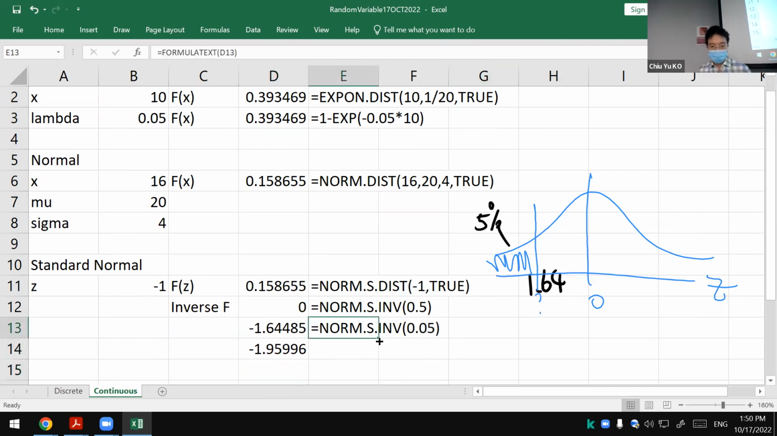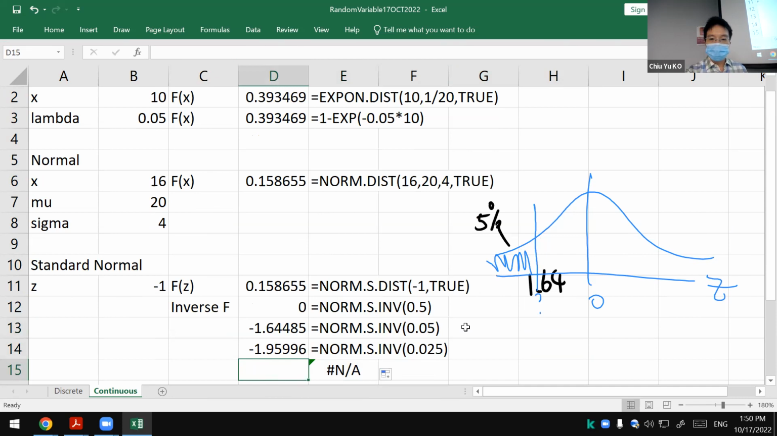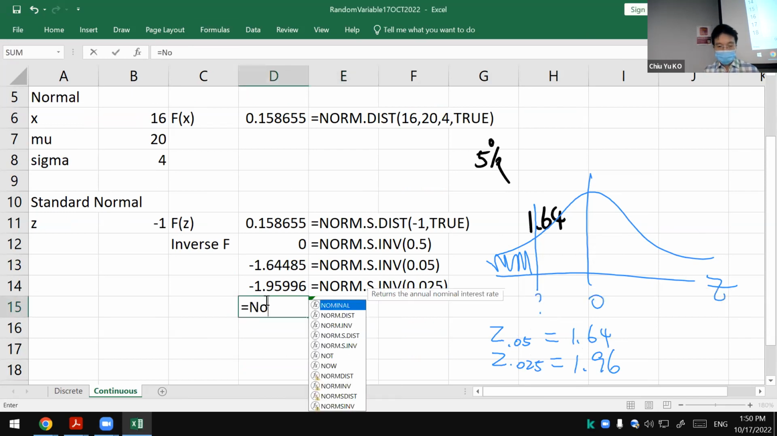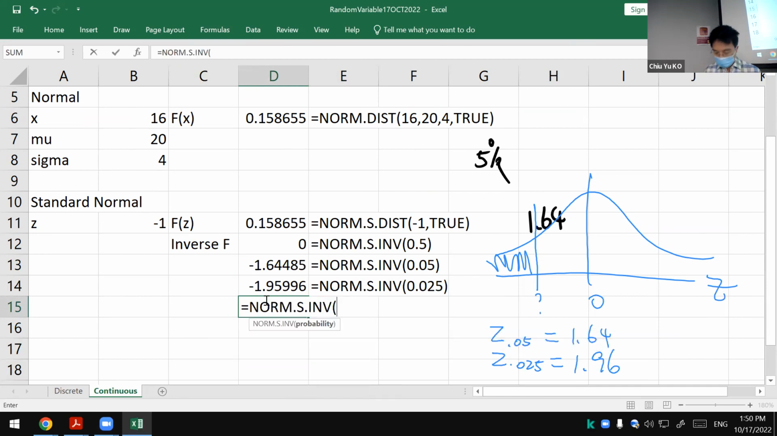And remember, the notation we use is Z of 0.05 is 1.64, and Z of 0.025 is 1.96. These numbers you will use very often. And the final number that you will always use very often again is 0.05.